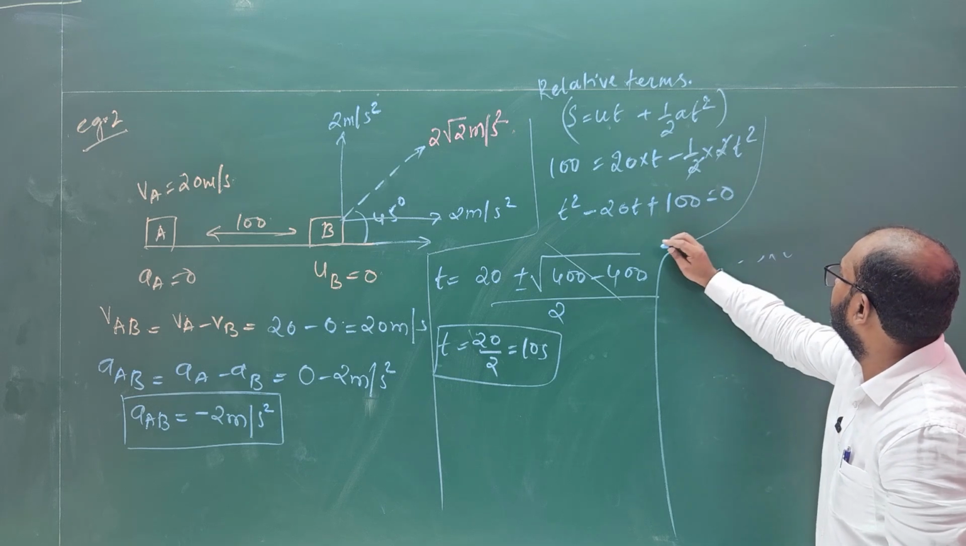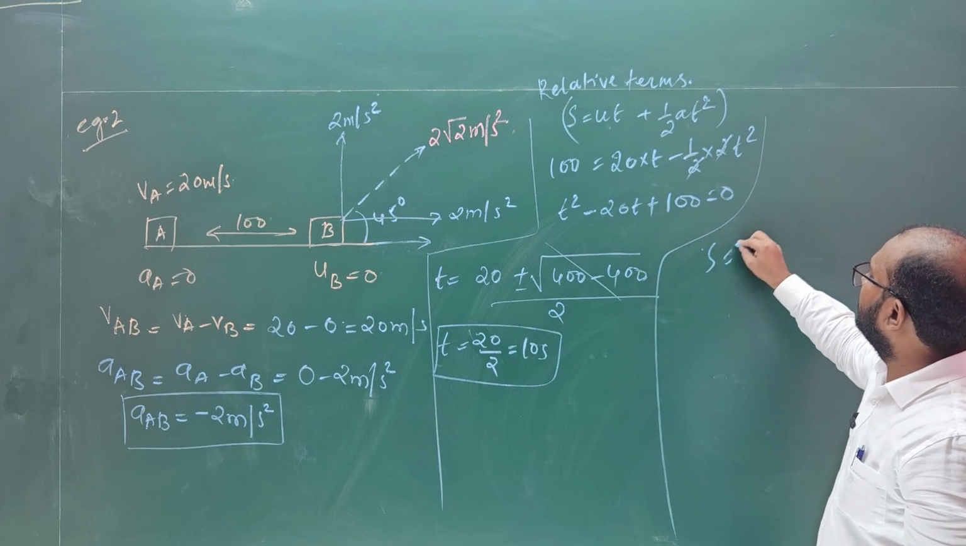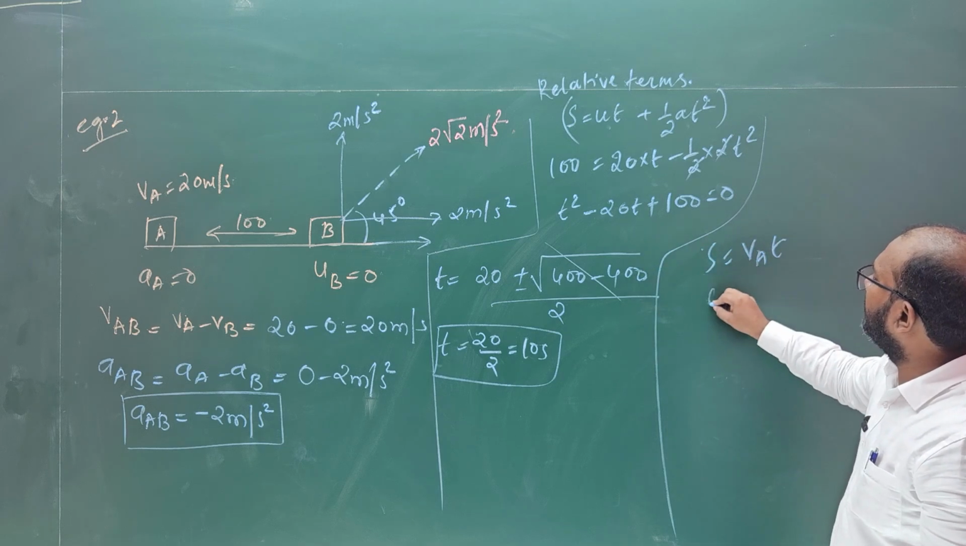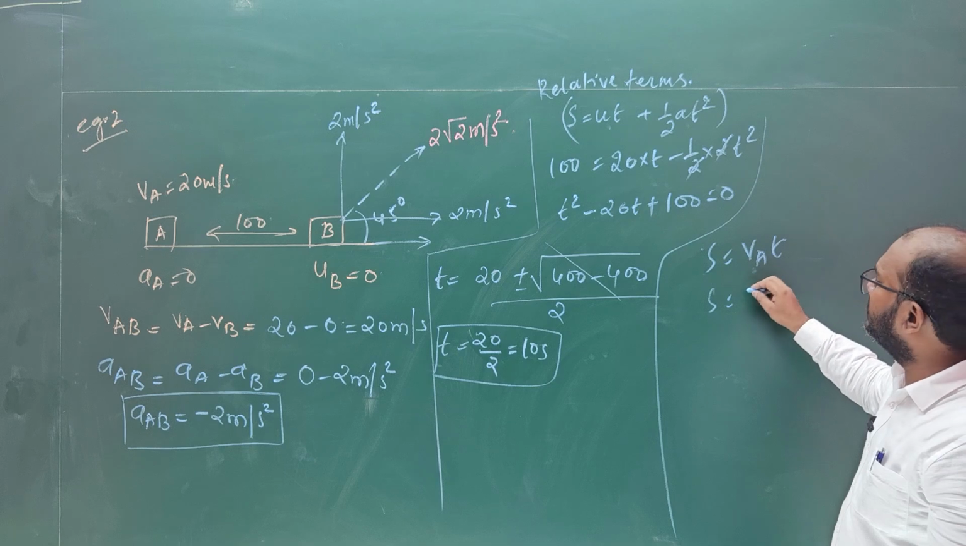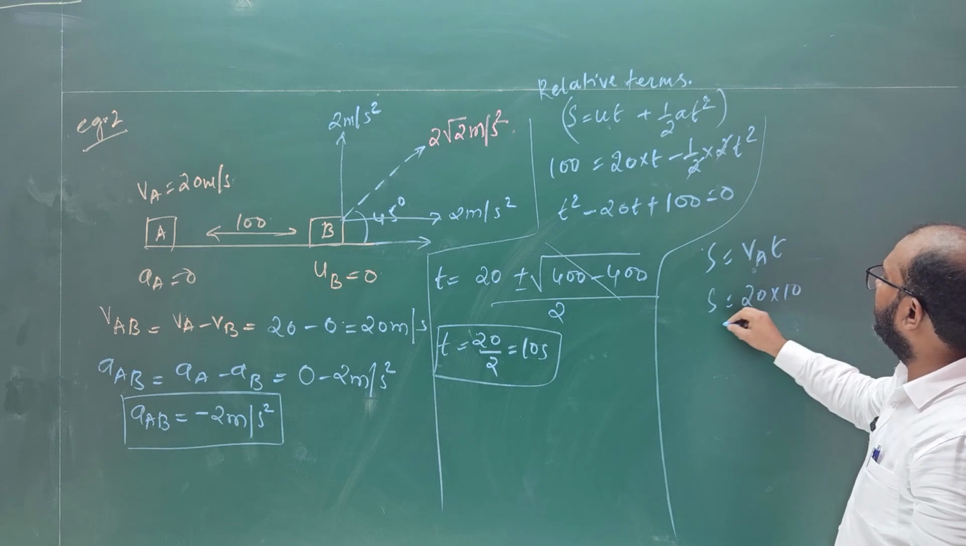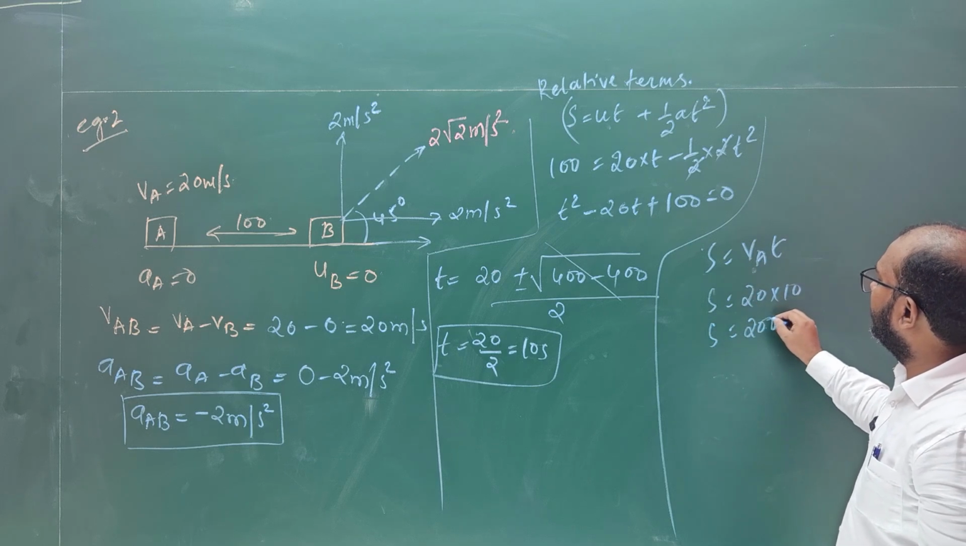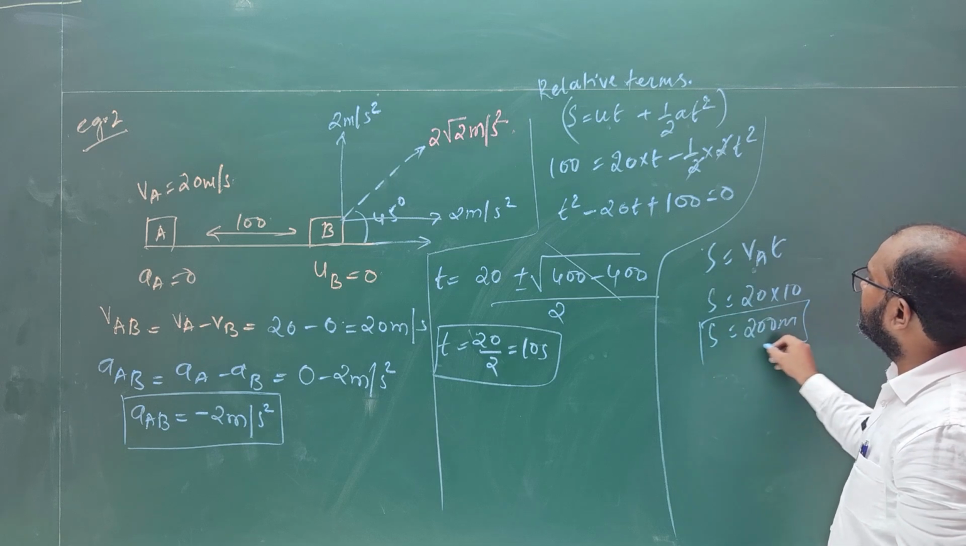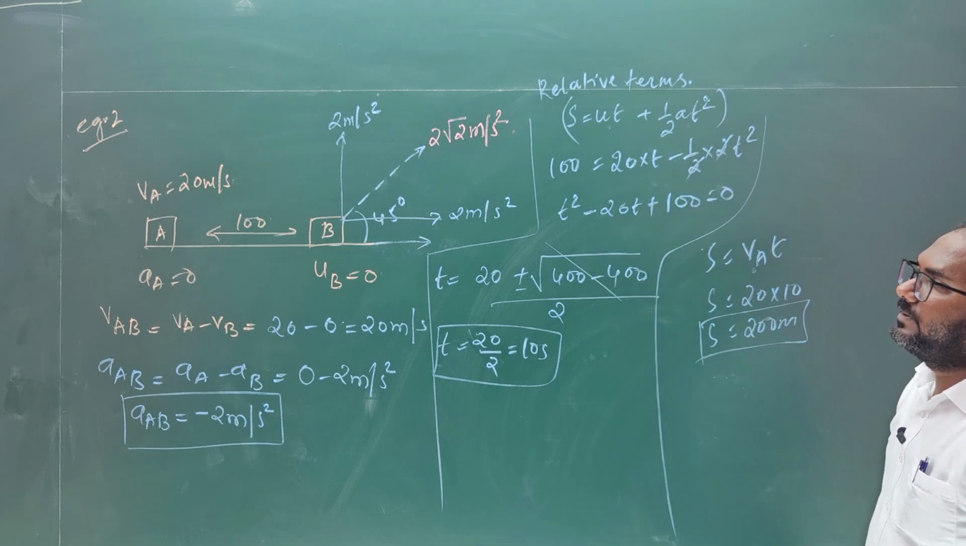We are calculating. S is equal to VA into T, or S is equal to VA is 20 into 10, that is S is equal to 200 meters. Similarly, substitute in that also, you will be getting the same answer.